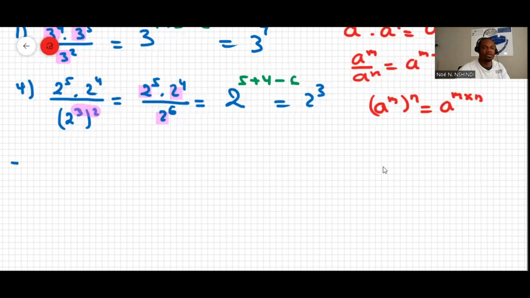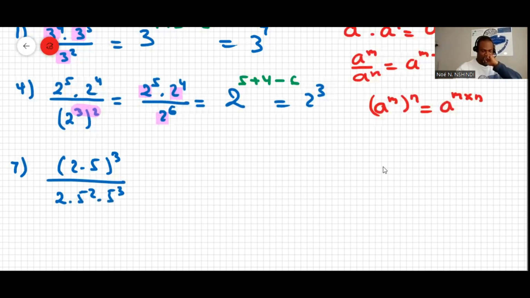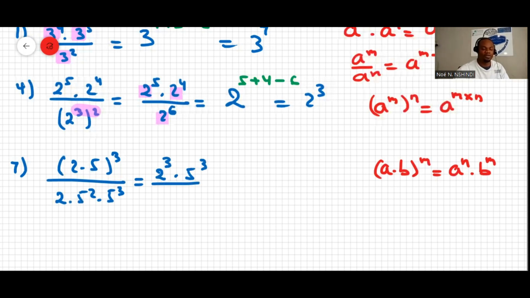Question 7 says 2 times 5 to the power of 3 over 2 times 5 to the power of 2 times 5 to the power of 3. As we said, if you have a times b to the power of m, this exponent applies to all the variables and the coefficients within the brackets, everything within the bracket. So this one will be 2 to the power 3 times 5 to the power 3 over 2 times 5 squared times 5 to the power 3.